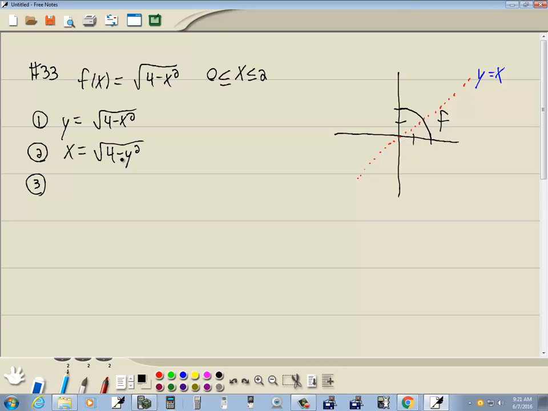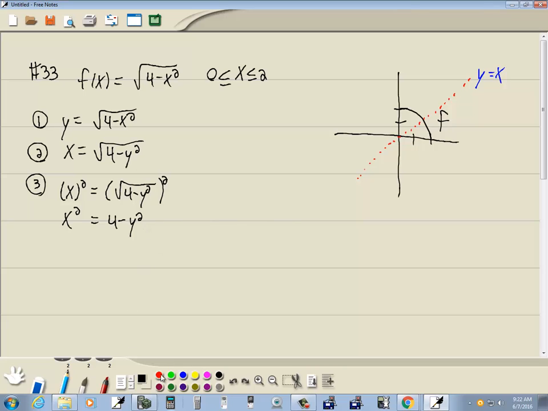Well, this is a radical equation. So we get a radical by itself, which we already have. Raise both sides to a power equal to the index. This is a square root, so we'll take both sides to the second power. So then we get x squared is equal to, and when you square a square root, they cancel each other away, so that gives us 4 minus y squared.